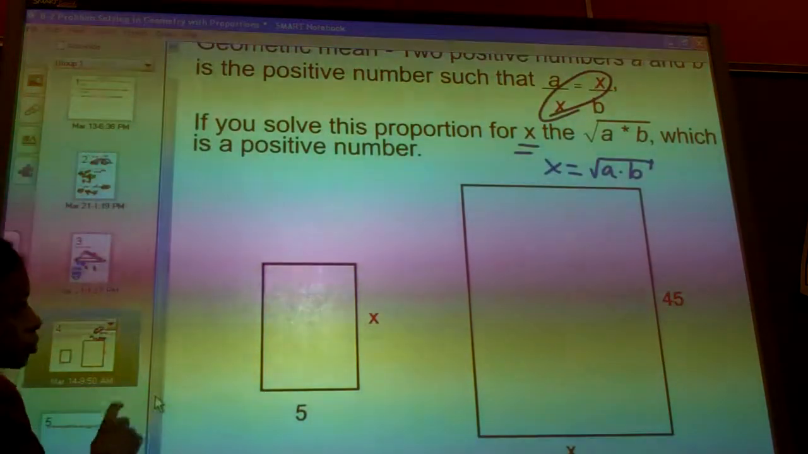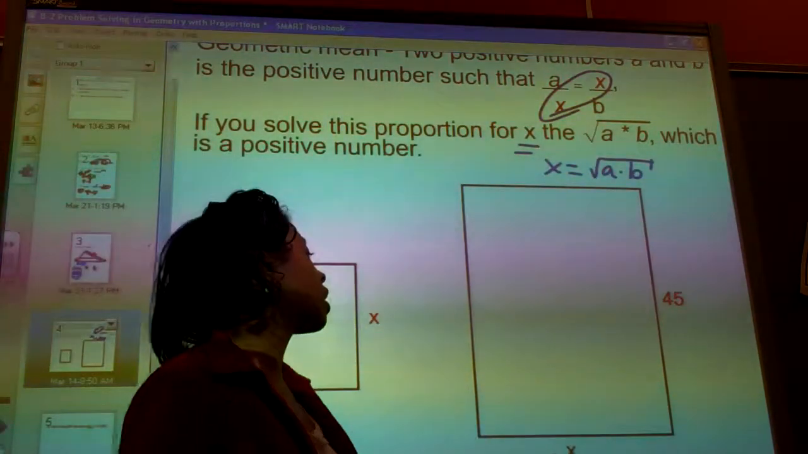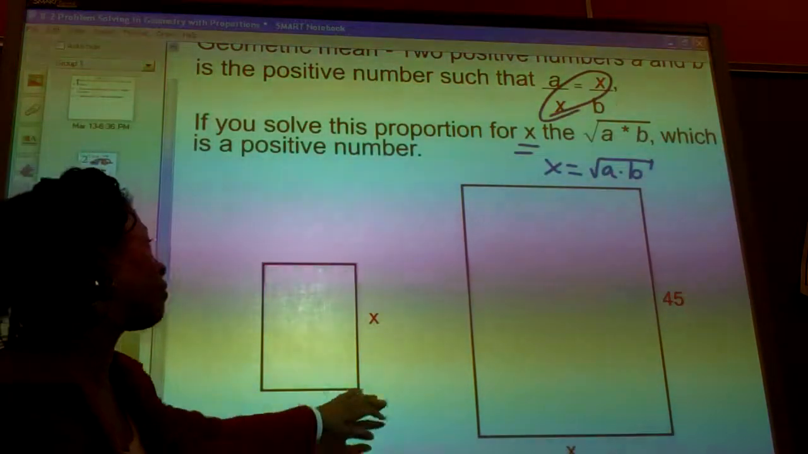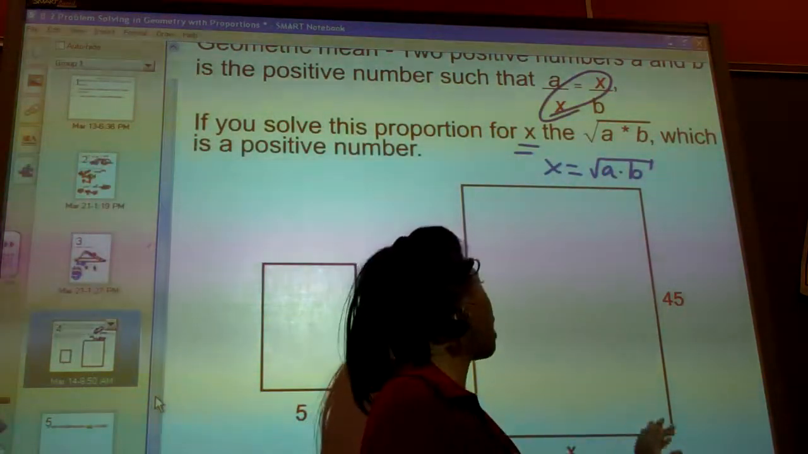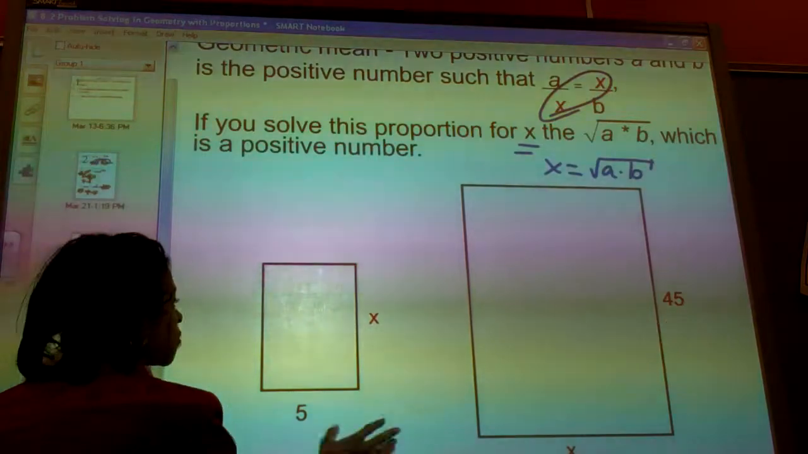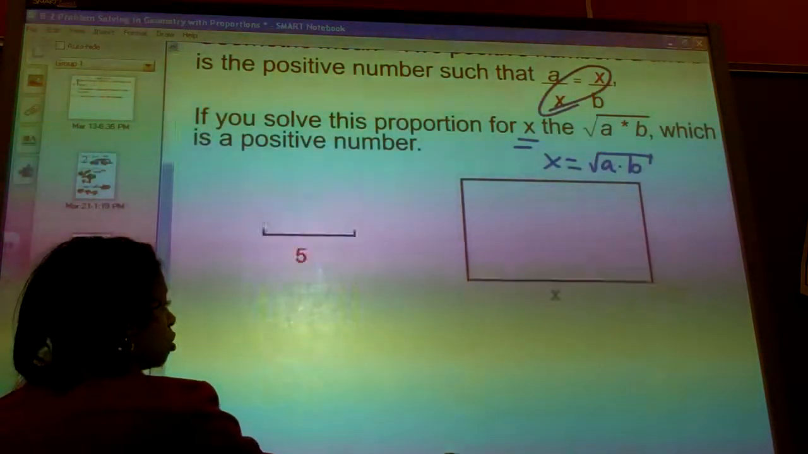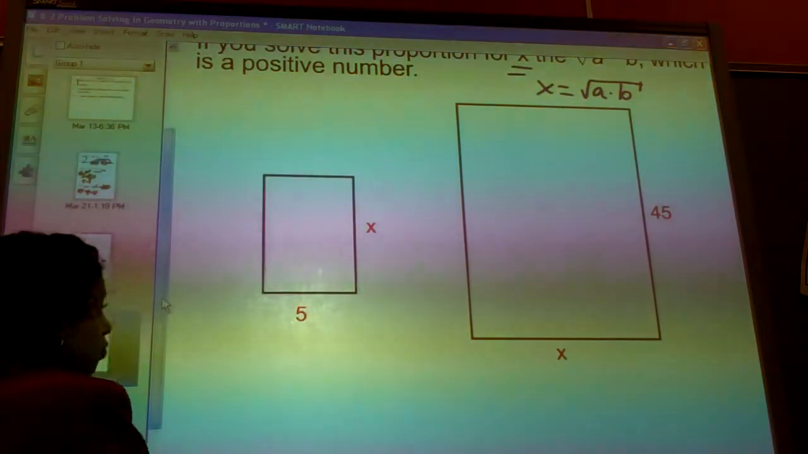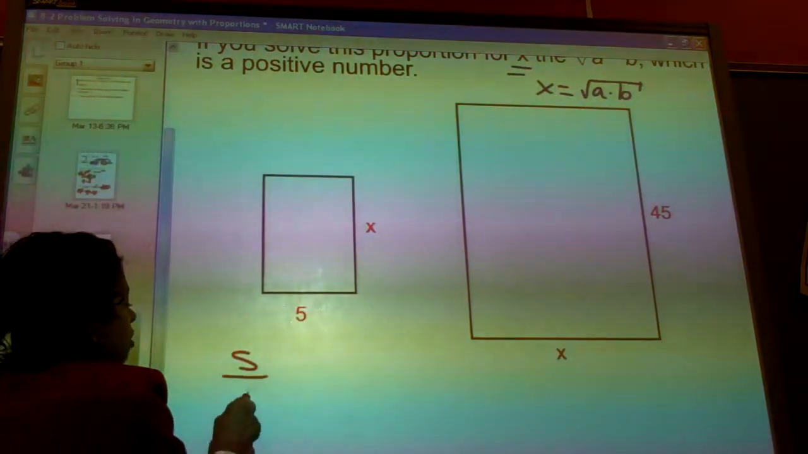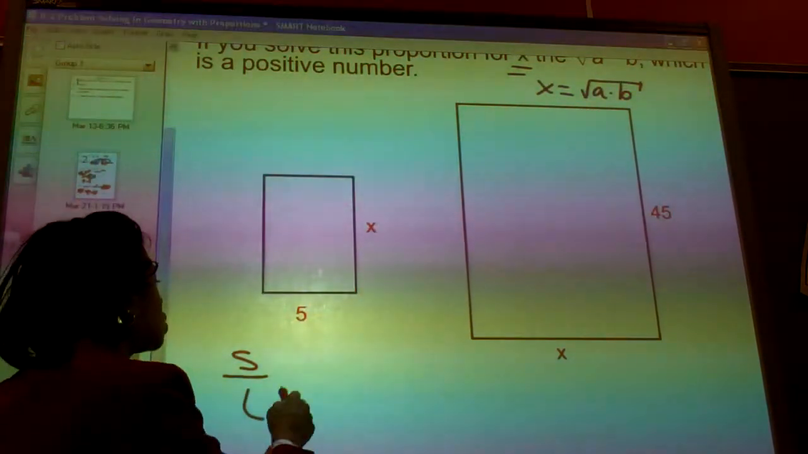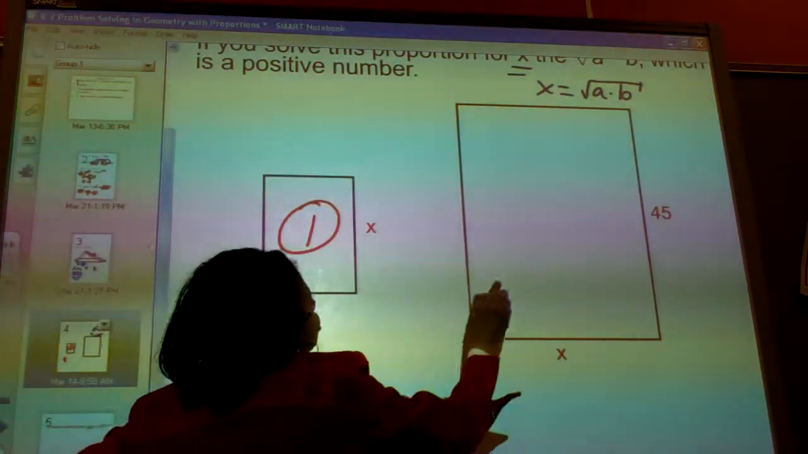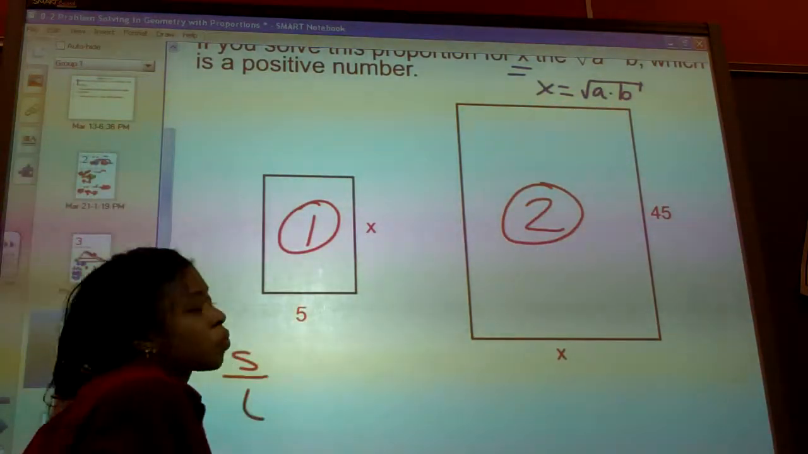For example, say I'm looking at a blueprint for a home, and on a sheet of paper it might be 5 by X, and on the large one it will be X by 45. In this case, how will we write this? First of all, you decide how you want to do this. This is the short side, so I'll do the short over the longer side, and that ratio needs to be consistent for the blueprint, 1, and then the real life, 2.